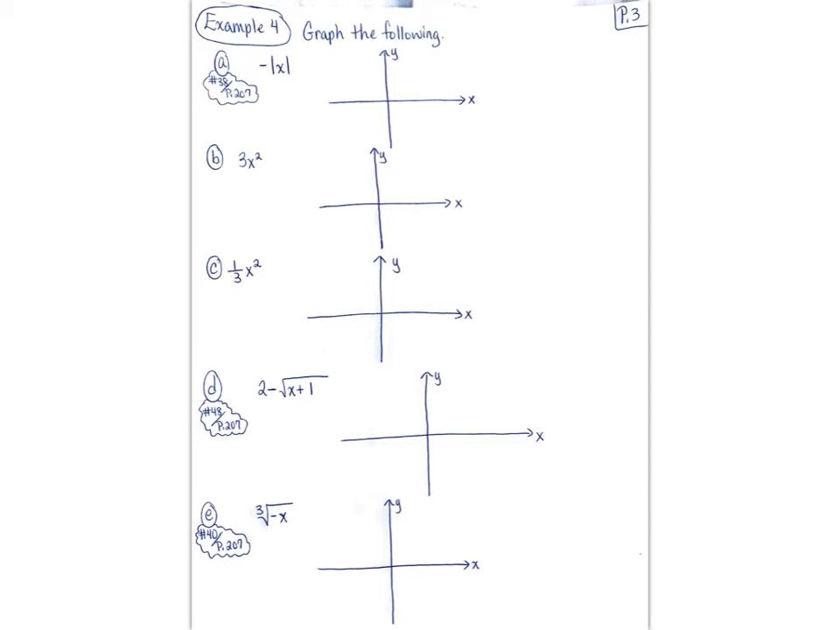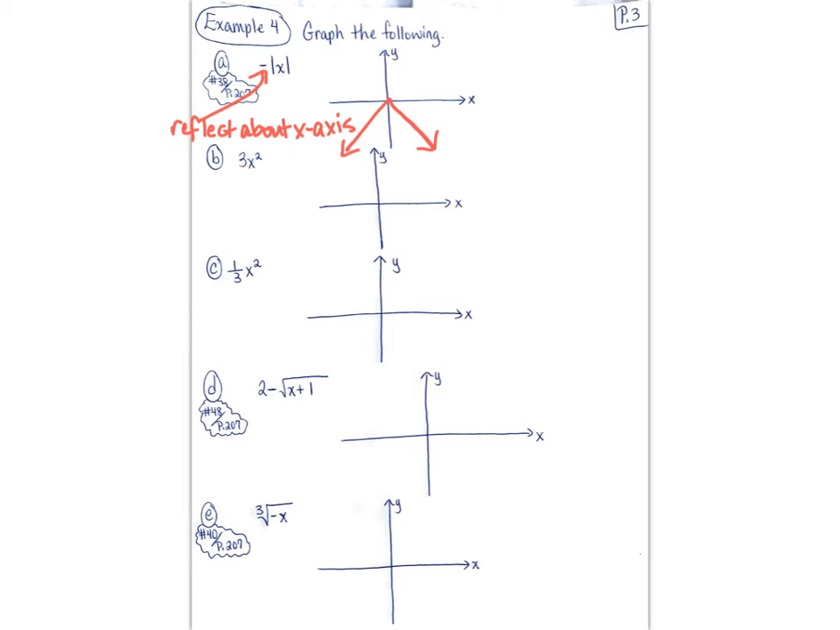Now, let's look at another example with several parts, but we're still going to graph. So we're making sure we understand our rules from page 1. We're going to graph negative absolute value of x. Here, this says, hey, you take the graph of the absolute value of x and you reflect it across the x-axis. Okay, so that -1 means reflect about the x-axis, or flip it about the x-axis.